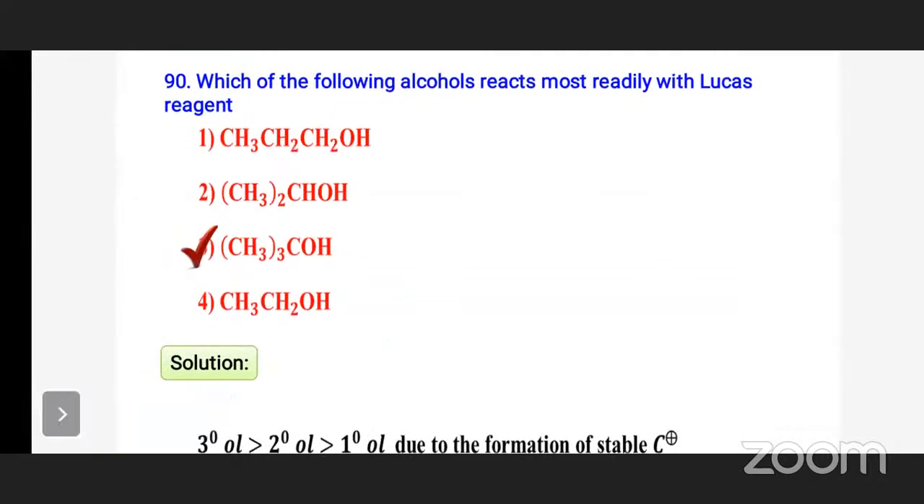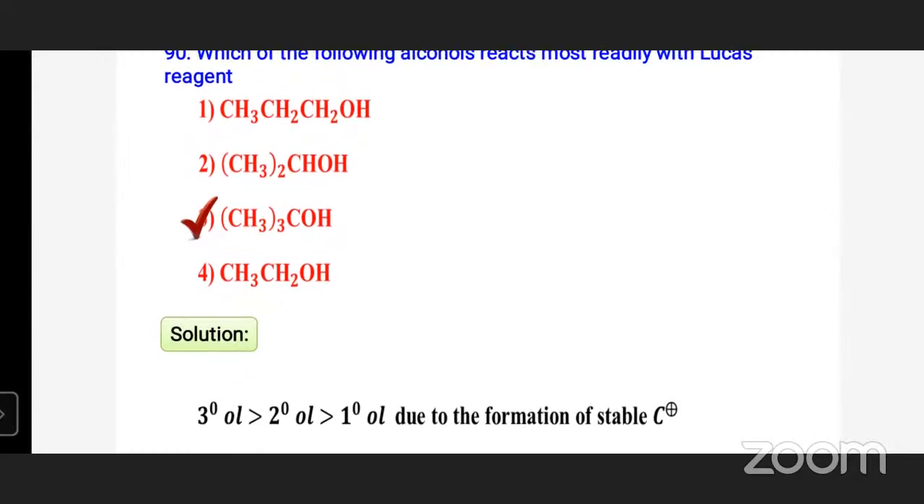Which of the following alcohols reacts most readily with Lucas reagent? Tertiary alcohol reacts immediately with Lucas reagent. So tertiary is more than secondary alcohol, which is more than primary alcohol, due to the formation of stable carbocation. So third one is the right option.